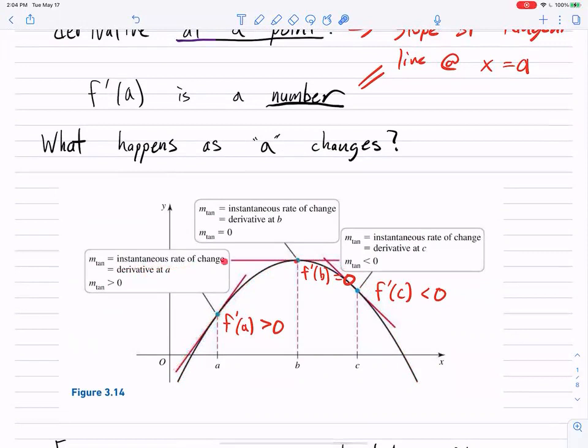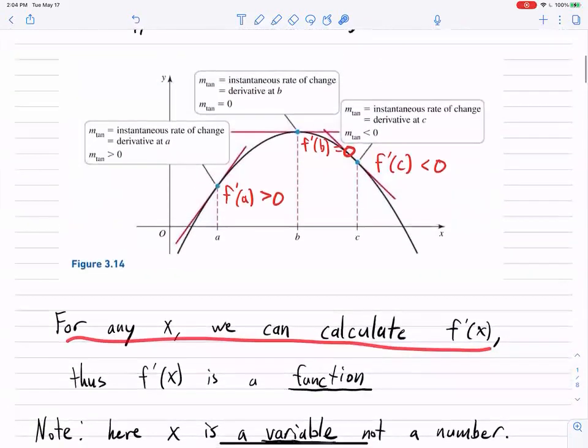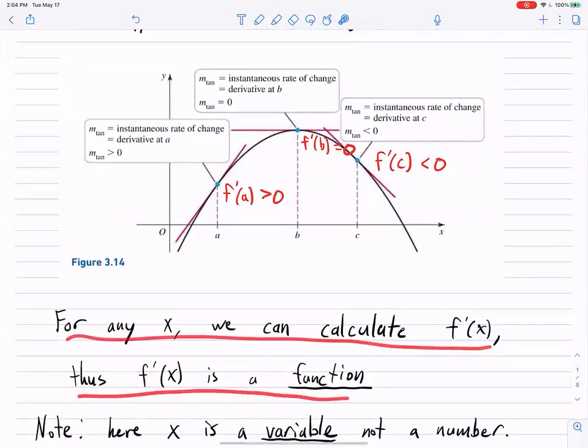At this point b, the slope is 0, the instantaneous rate of change is the derivative at b, it's 0, and then on the right, the derivative is negative because it's down and to the right at this point c. And so the derivative itself can be thought of as a function. For any x, we can calculate f prime of x. Thus, f prime of x is a function, right?